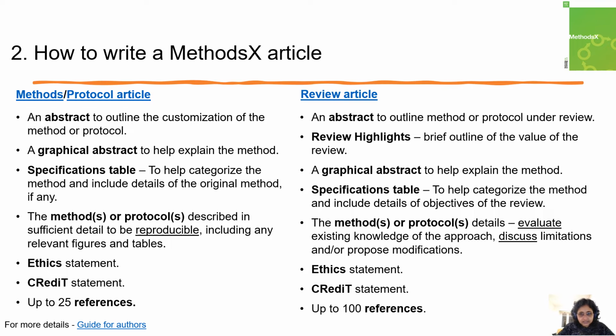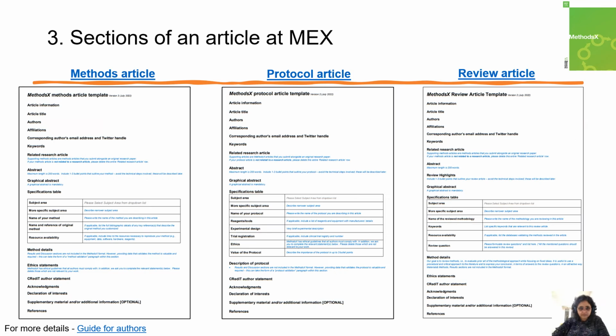You can also discuss limitations and propose modifications to the existing methods or protocol under consideration. And the next, finally, we have the ethics, the credit statement, and references, which can go up to 100 references for a review article. Here you can see screenshots of the different templates to give you just an idea of what they look like. For more information, please visit the Guide for Authors page that you can find here with this link.